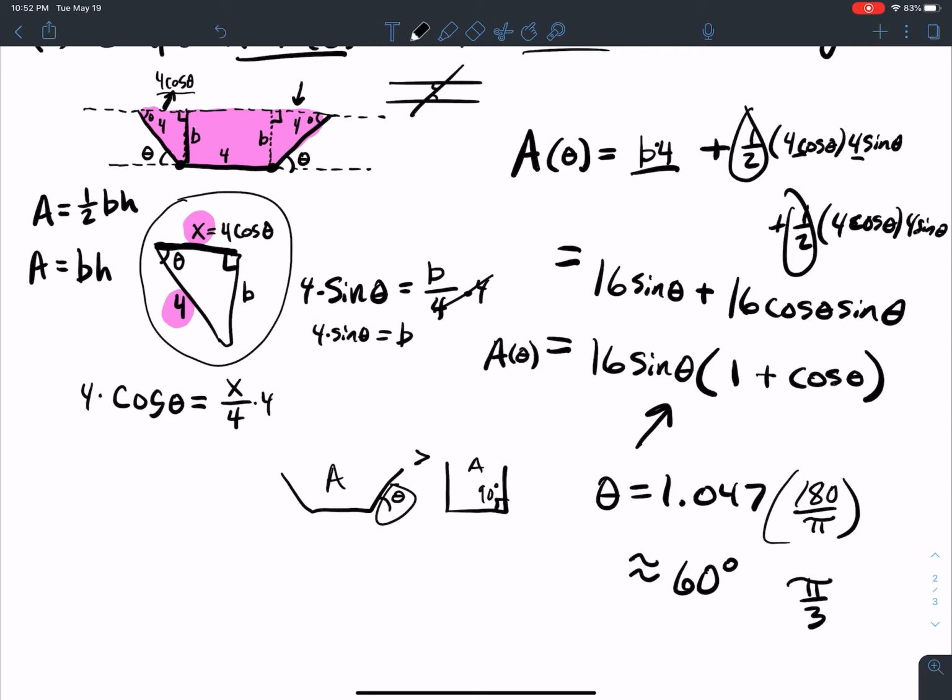So that's an application problem for actually using trigonometry to figure out the maximum area.